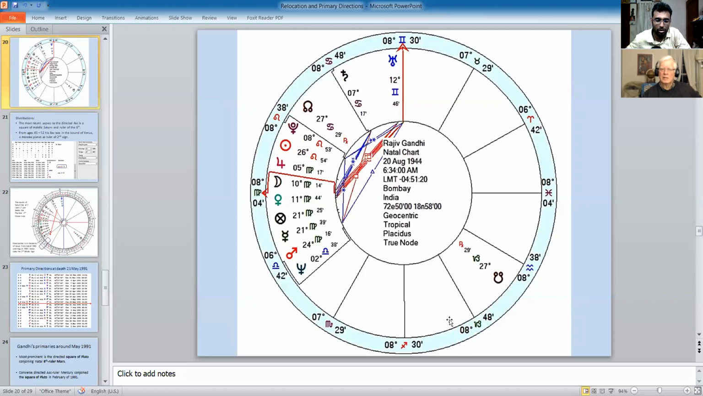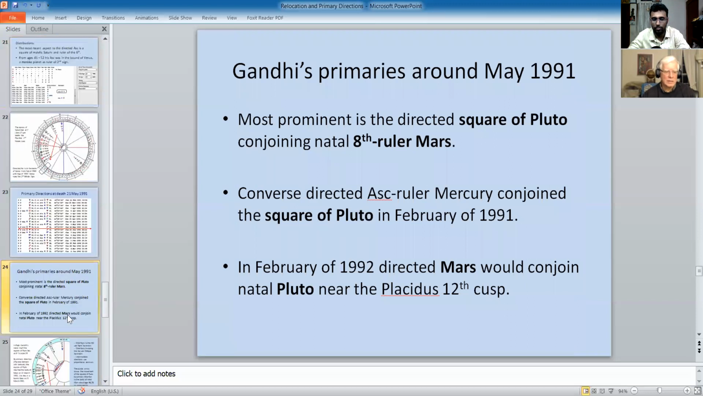So that's significant. We have a powerful Pluto influence, and Pluto has a very strong 12th house influence, and it's kind of raw power that can explode. And it's affecting his ascendant ruler and affecting Mars, which is his 8th ruler. So he is at risk.